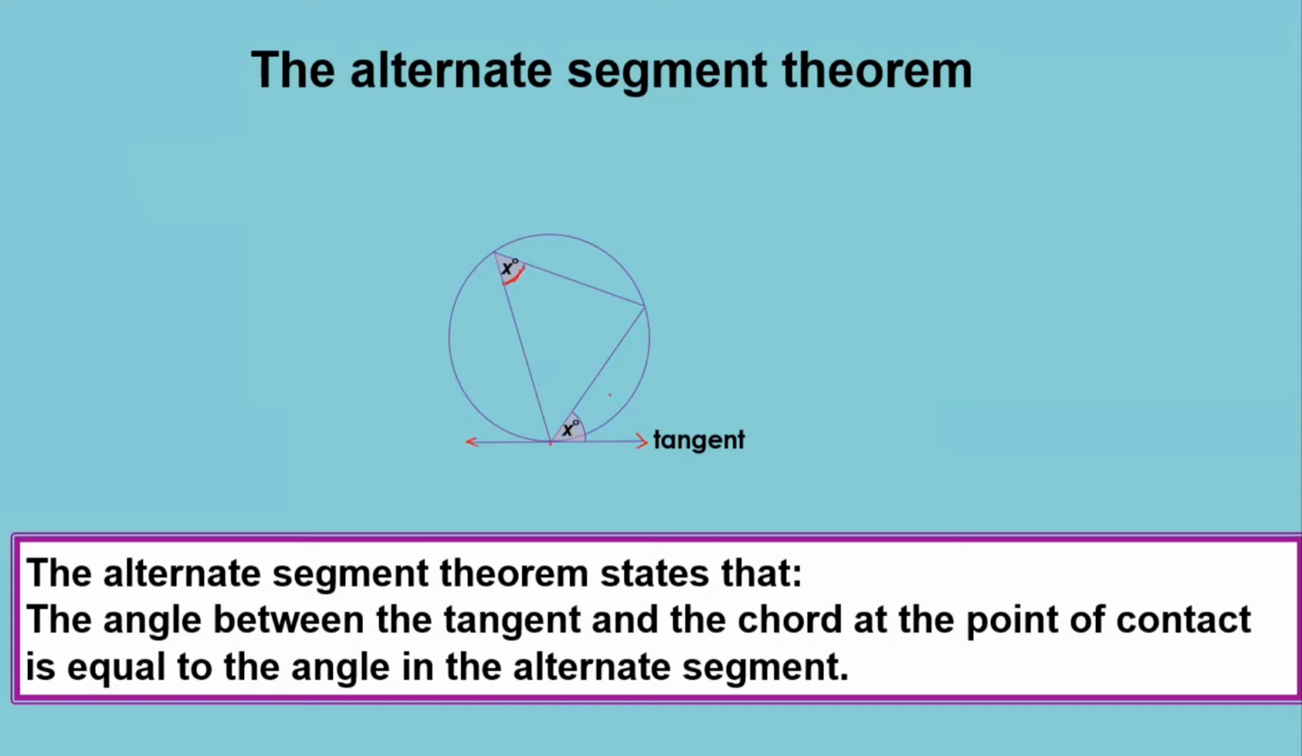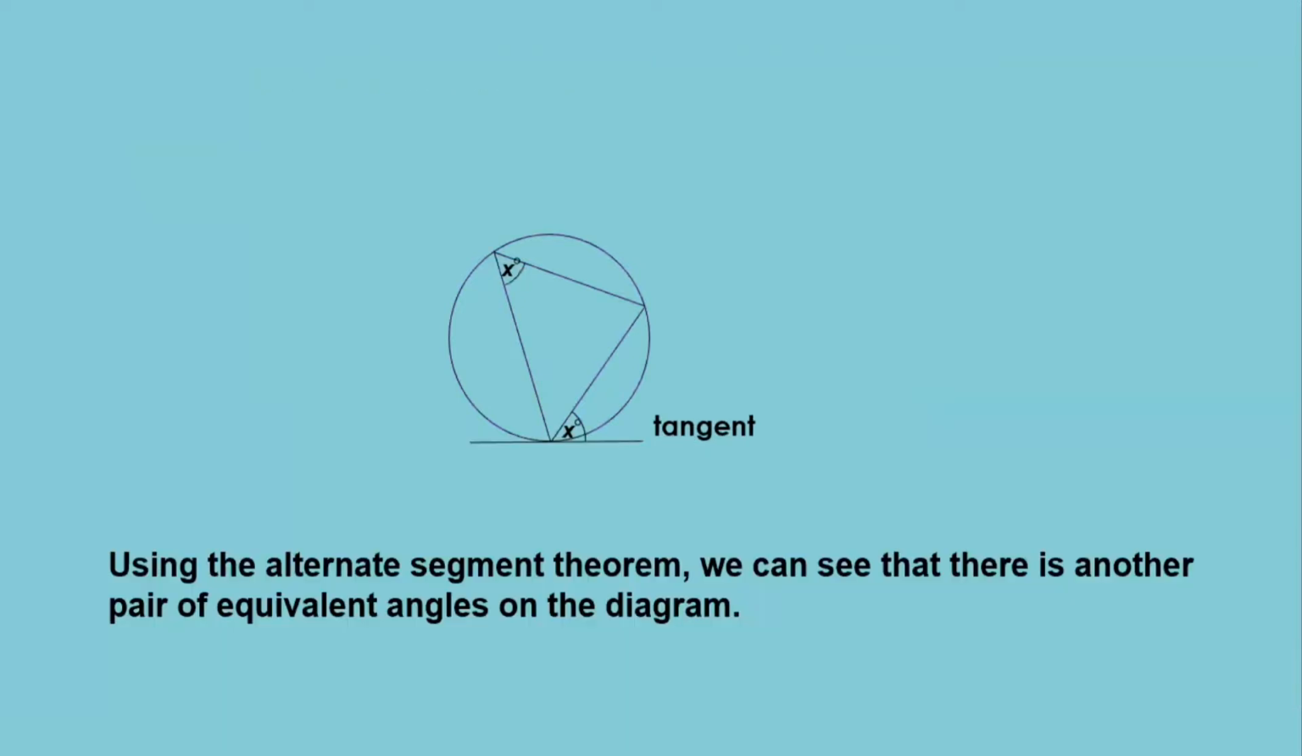We are going to solve problems based on this now. One more important thing, children: using this alternate segment theorem, we can see another pair of equal angles on the diagram. If this is equal, then this angle again, with this chord, forms the angle between a tangent and a chord. So another angle will be the angle in the alternate segment. You can see here y and y. Okay. These concepts are important to solve the problems.